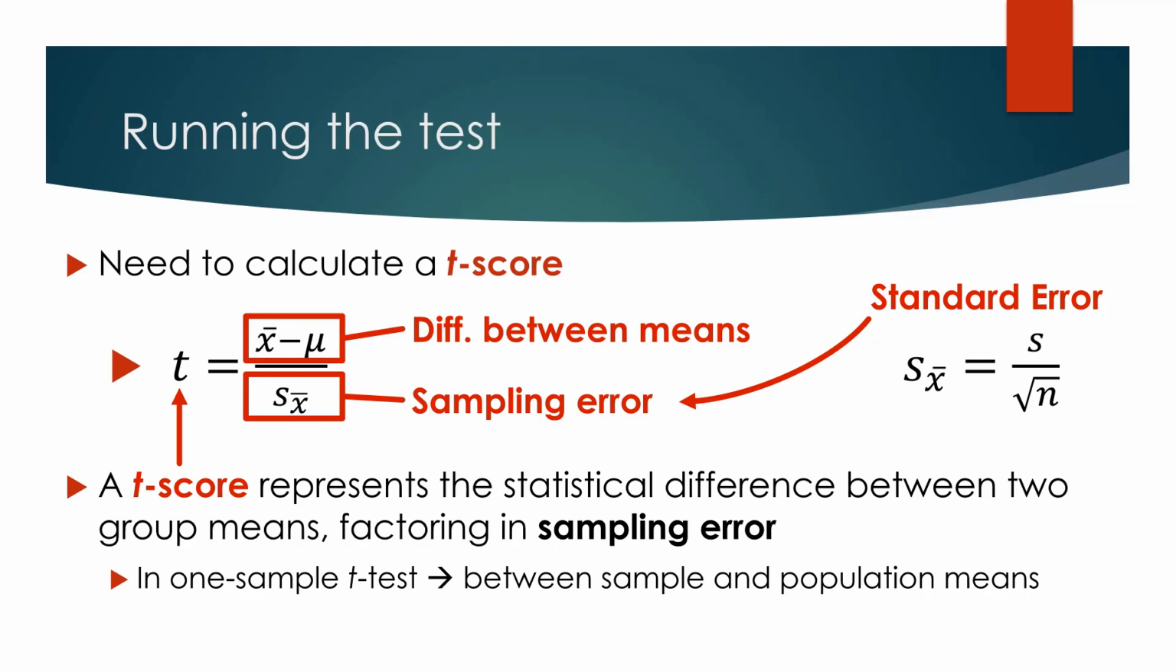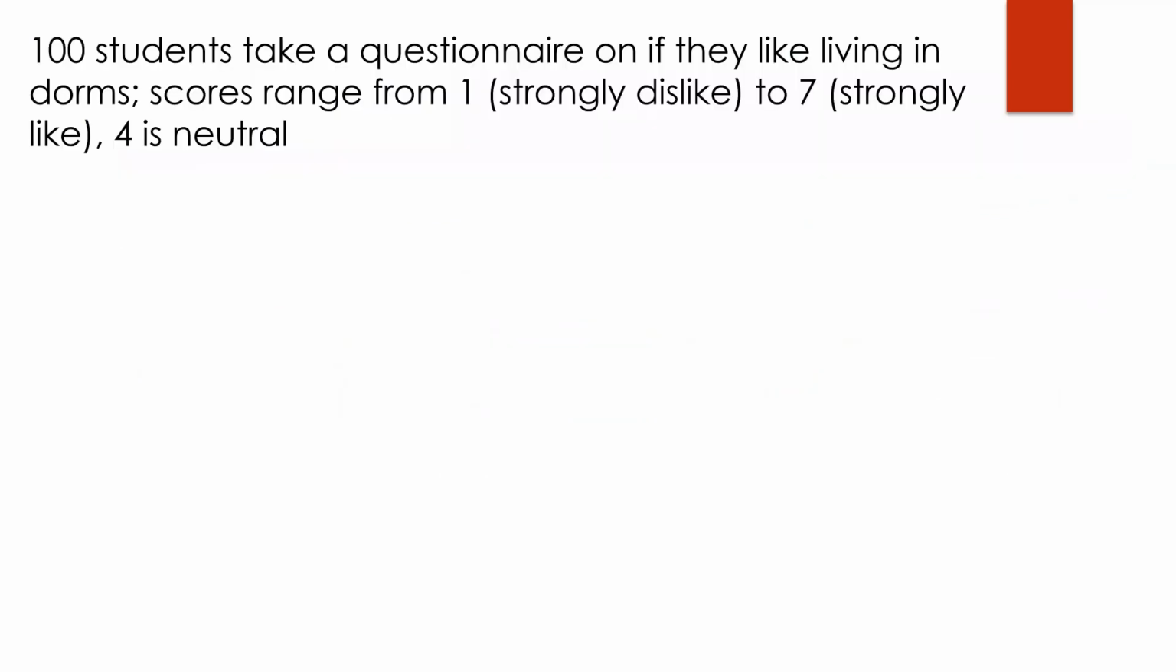So in a one sample t-test, the t-score represents the statistical difference between my sample and population means specifically. So let's put this into practice and see how the t-score can be calculated with the scenario we're working with. Again, I have 100 students take a questionnaire, and I want to know: is their average rating different from 4, which is about neutral on that questionnaire?